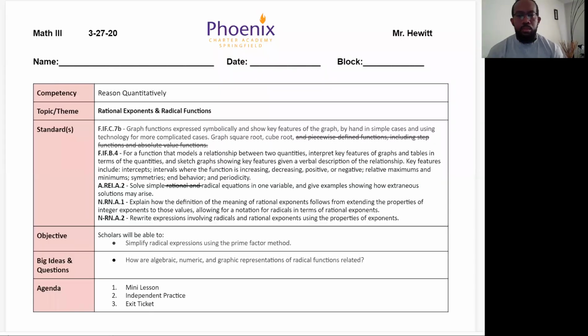There we go. So you should be seeing what I'm seeing on my screen, which is today's student-facing document. As you can see, the topic for this unit is rational exponents and radical functions. And the objective for today is simplify radical expressions using the prime factor method. So you'll be learning how to simplify radical expressions using the prime factor method.